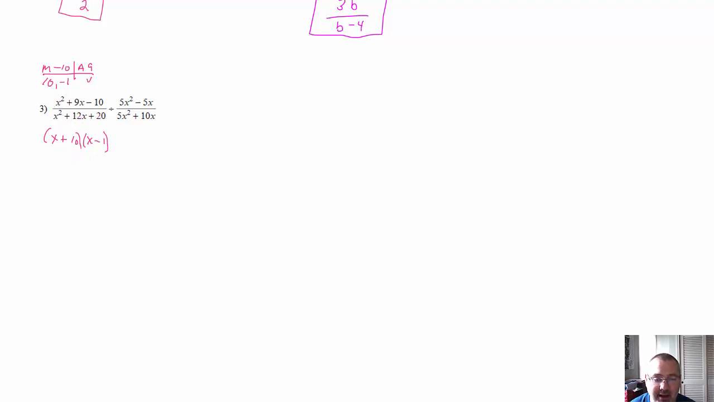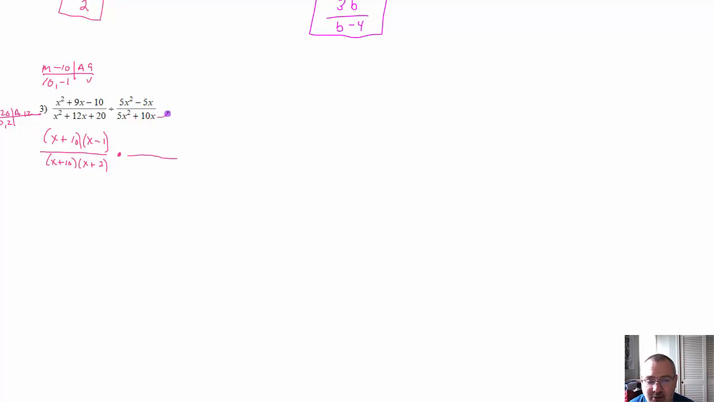Down here, I have two numbers. This is a trinomial again, and I need two numbers that multiply to give me 20, but add up to give me 12. I think I might try 10 and 2. So this denominator becomes x plus 10 and x plus 2. Now, division here. Now, here's what we can do. We can either factor these two now and then flip, or if you can do this in one step, that would be great. Change it to times and flip.